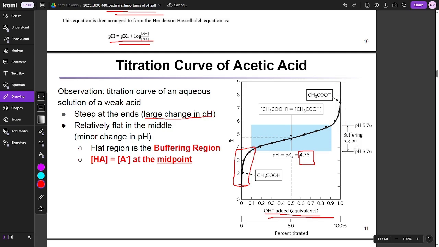But if you notice in this region, which is nicely labeled for us on this side, this is the buffering region. This is where the pH doesn't really change that much. So we go from 4.76 up to 5.76, and then down to around 3.76, so around there.